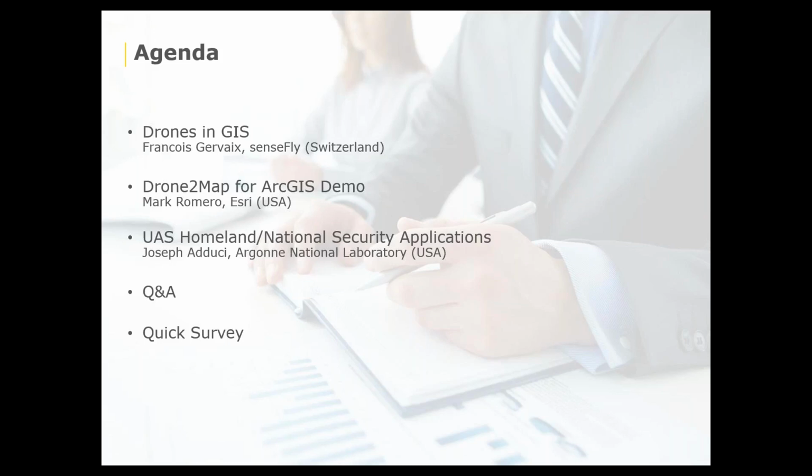And then for part two, we'll move from drone to map as Esri's Mark Romeo takes over. He'll build on this Venoge project data that Francois collected with his EB, and he'll pull that data into Drone to Map for ArcGIS and really show us the detail of how that project's imagery can be integrated and further worked on in the Esri platform.